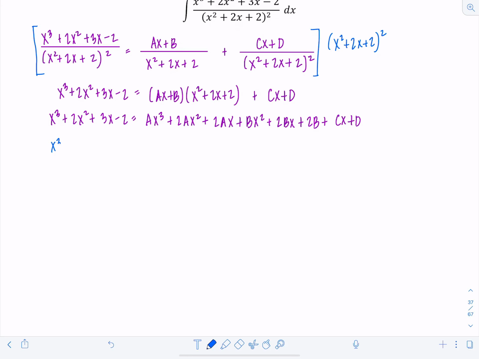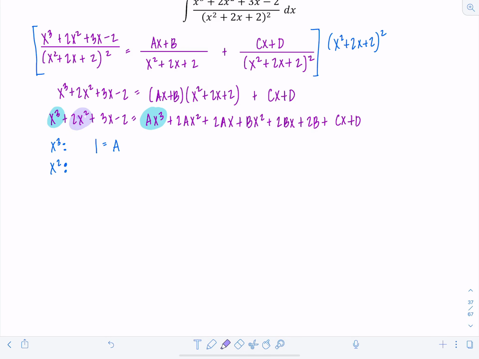So x cubed. I see an x cubed over here. I have an ax cubed. That's it. Okay, so a has to equal 1. Now let's move on to x squared.